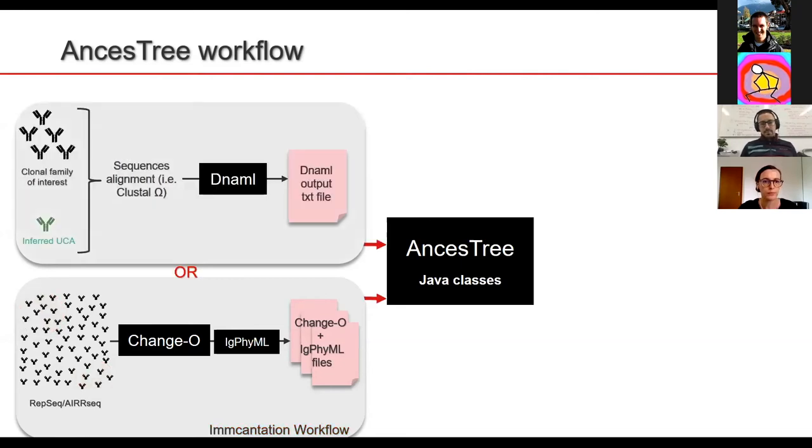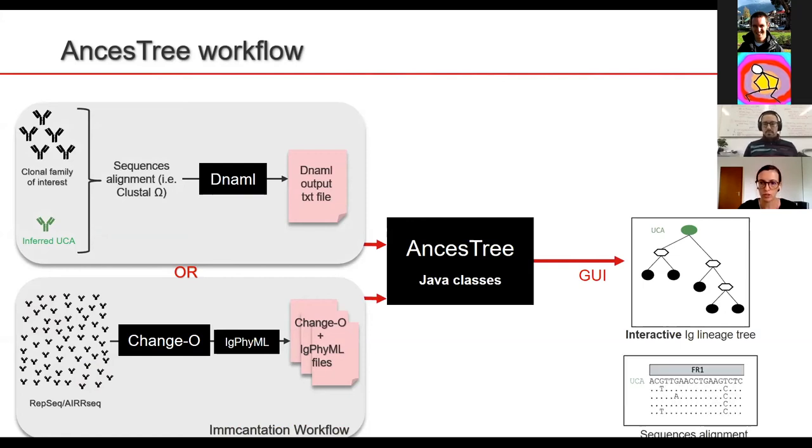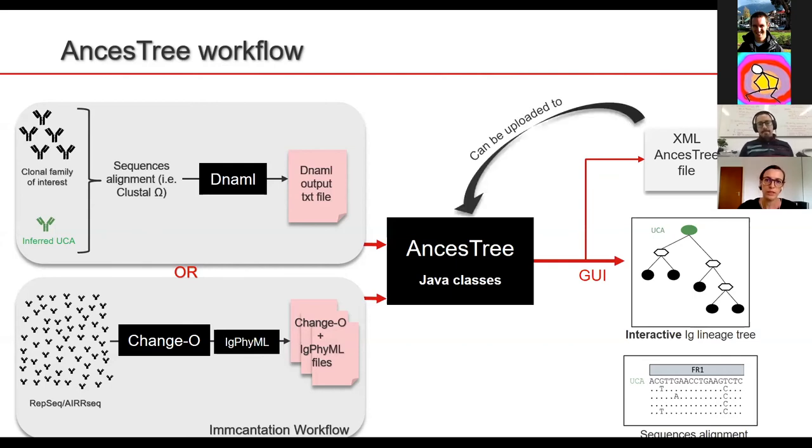In both ways, Ancestry will display a graphic user interface, which is mainly the phylogenetic tree of your family of interest, and the tree is interactive. You also have some specific features such as sequence alignment, in which you have the common ancestor on the top of the alignment. And Ancestry can also create an XML file that can be directly uploaded to Ancestry later on.